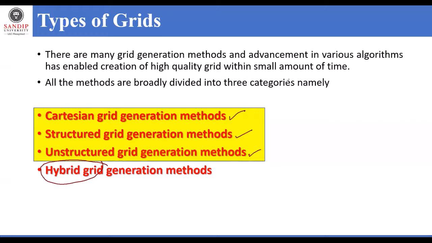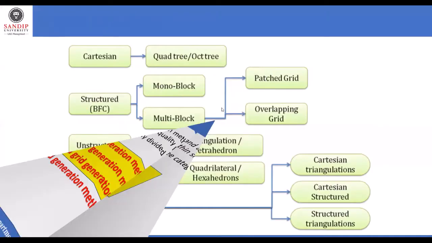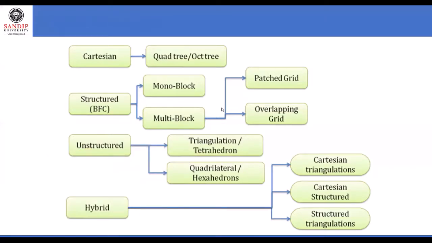So in that case it will be called a hybrid grid generation. Let us see what all the methods are available or possible. As we enter into this particular grid generation method, let us see how exactly these grids would be generated, or what the categories are under these headings.